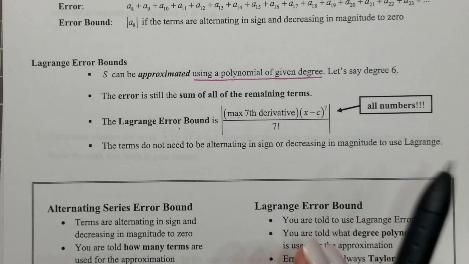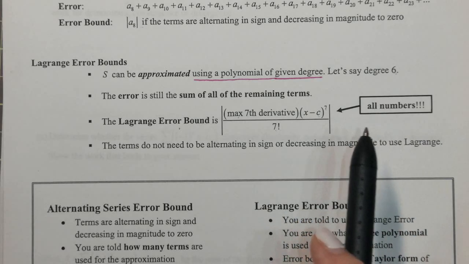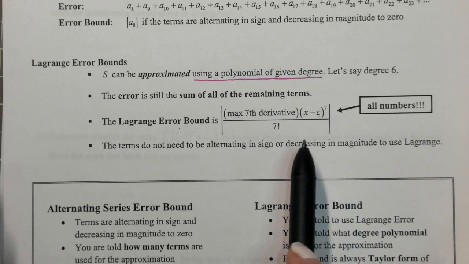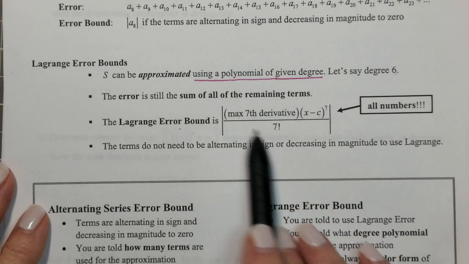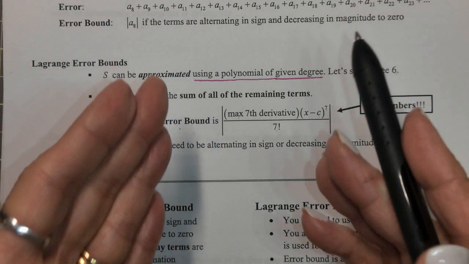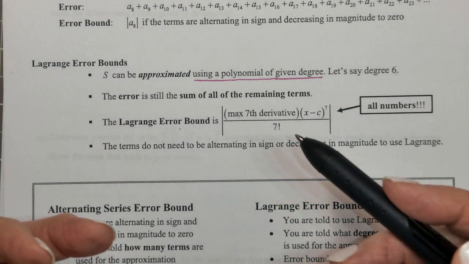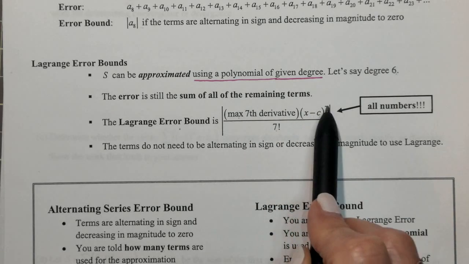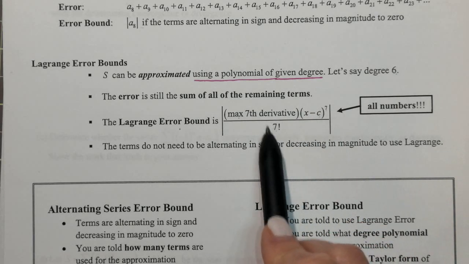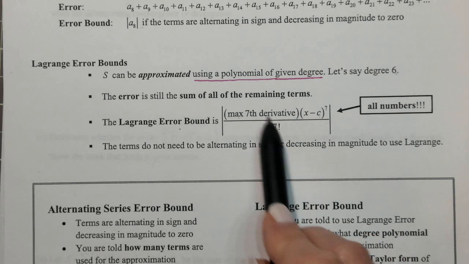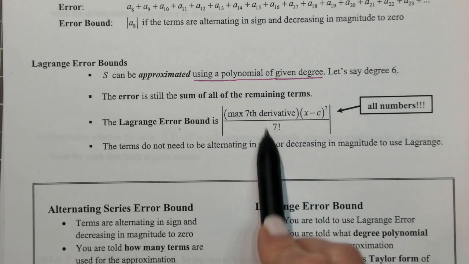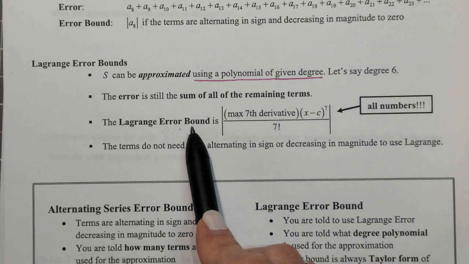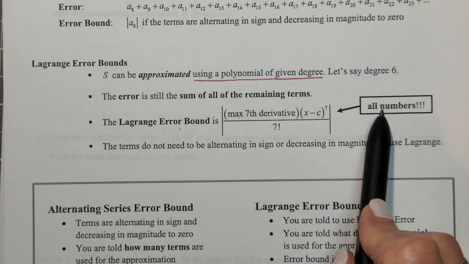Lagrange, it still involves that first unused term. It still does, except it is written in the form of a Taylor series term: derivative, x minus c to a power, over factorial. All in the form of a Taylor series term. Okay, that's Lagrange. Remember, all numbers, no letters.